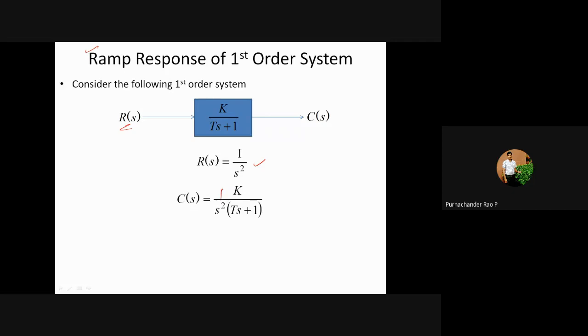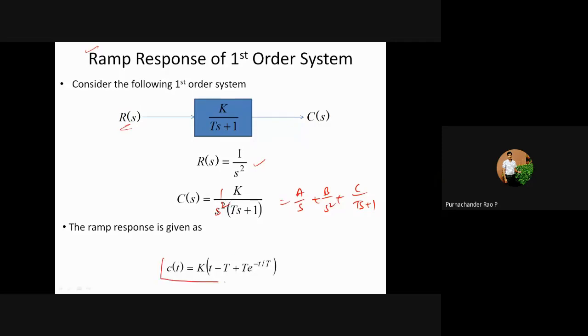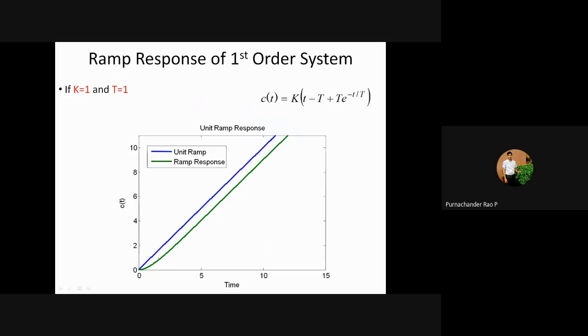So this 1 by s square you are representing here, then this can be represented as a by s plus b by s square plus c by ts plus 1. So this is a partial fractions approach which we need to use. And then by using this you are going to get a response c of t. Similarly, this is our original response, the unit step response, and this is a ramp response. The green line is the ramp response.